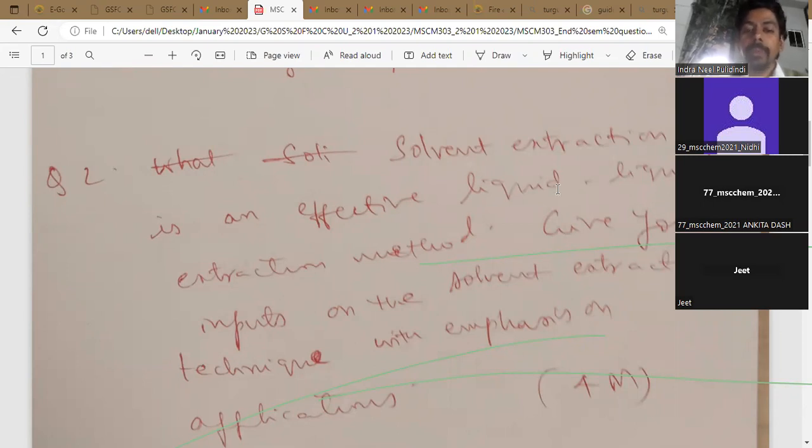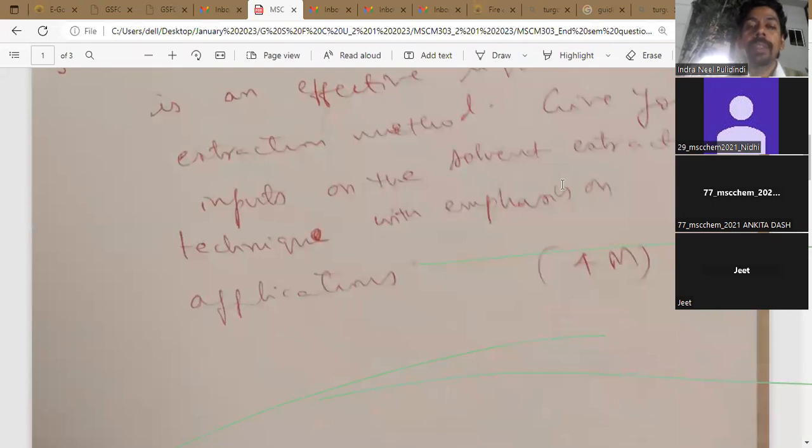Sir, please write the spelling. Emphasis. E-M-P-H-A-S-I-S. I do not see the images. I want to see your photos. Yes sir, I will write emphasis. Continue, please.